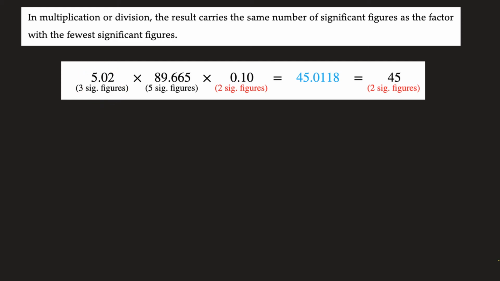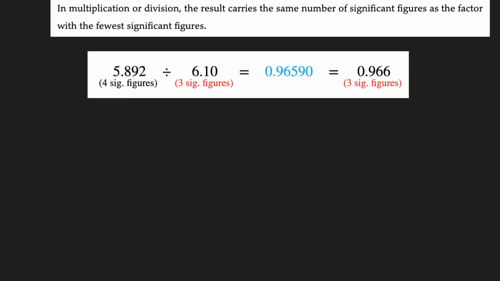5.02 has three significant figures. 89.665 has five significant figures. 0.10 has two significant figures. And so again, what that means is after the 0, we don't know what the digit is next. So once we get past the second digit here in our multiplication answer, we don't have a whole lot of confidence that that 0 is actually a 0. And so we're going to round this answer to two significant figures.